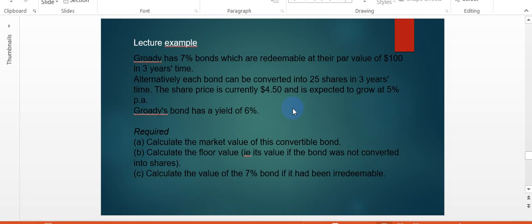B, calculate the floor value, that is its value if the bond was not converted into shares. And C, calculate the value of the 7% bond if it had been irredeemable. So start with A, the market value of the convertible bond.